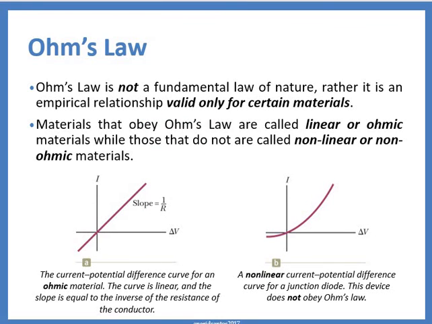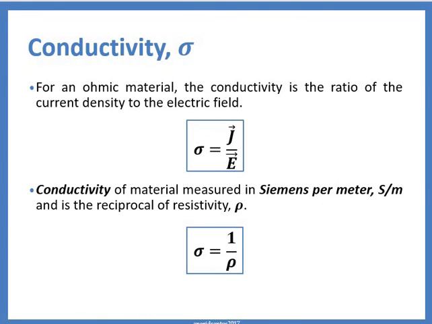However, Ohm's law is only valid for certain materials, and these materials that obey Ohm's law are called linear or ohmic materials, and those that do not are called nonlinear or non-ohmic materials. The conductivity of an ohmic material is measured in Siemens per meter and is the reciprocal of the resistivity ρ.